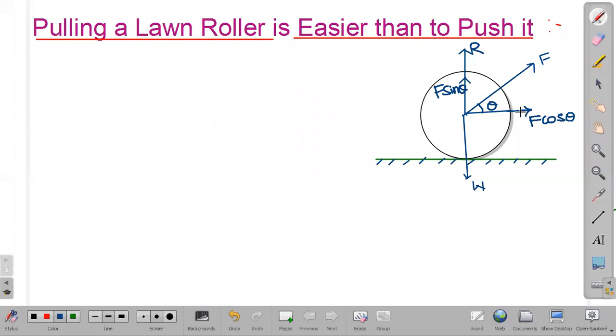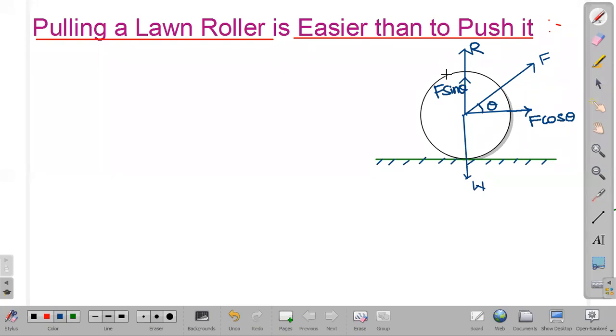It helps us to move the roller in the forward direction, right? So the roller is moving in the forward direction, which force is helping? This force component, F cos theta, is helping us to move it in the forward direction, right? Next, what about the vertical component? Vertical component F sin theta is acting in the upward direction, right?